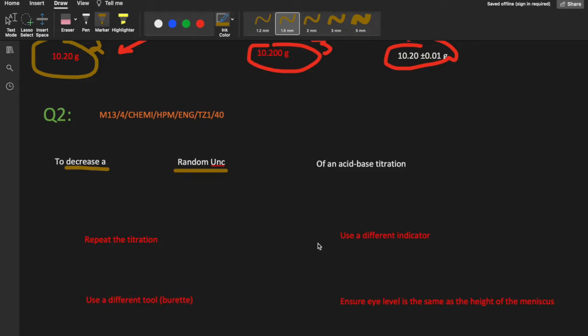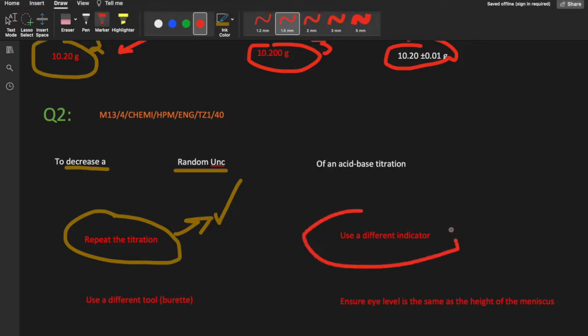So since the question is looking for the best method, it would be repeating the titration, because repeating the measurement at the end would reduce the random uncertainty because it would give us the average or it would average out our results or measurements at the end. So that's why it's the best method. So this is the correct answer.